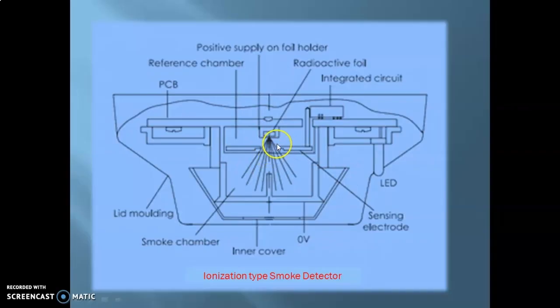Then it gets processed. The reduced conductance will then get processed over here within the smoke detector itself, and then it will be sent from the smoke detector to the FACP to which it is connected, as a fire alarm signal. So basically, that covers the ionization type of smoke detector.